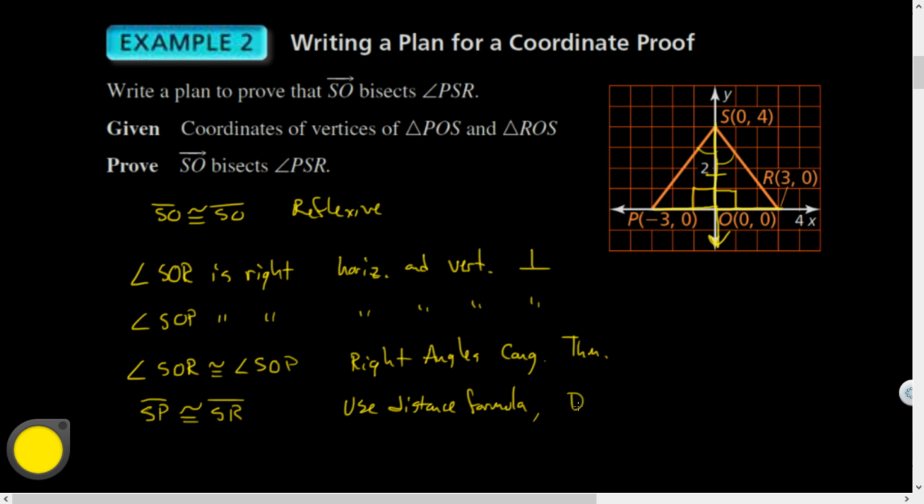And then definition of congruence. If their lengths are the same, then the segments are equal. So I could just straight up use the distance formula and show that. And then I'd be able to say, oh, these triangles are congruent. Let's see, triangle SOR and triangle SOP. Looks like hypotenuse leg.